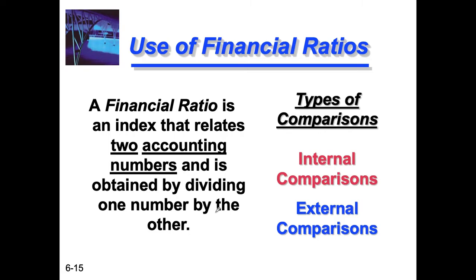Use of financial ratios. Now you just recall what you have learned about financial ratios. A financial ratio is an index that relates two accounting numbers and is obtained by dividing one number by the other. There are two types of comparison: internal comparison and external comparison.